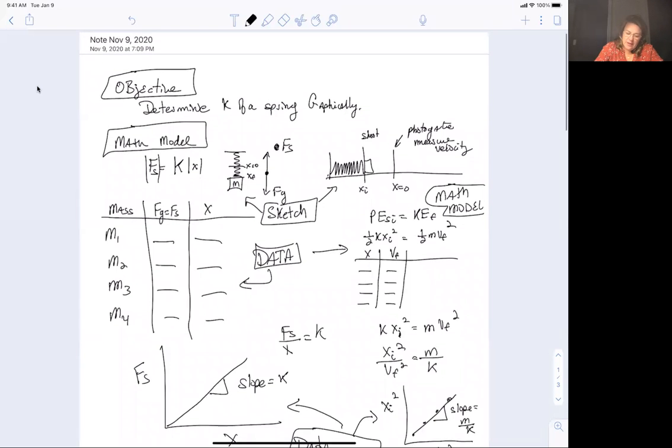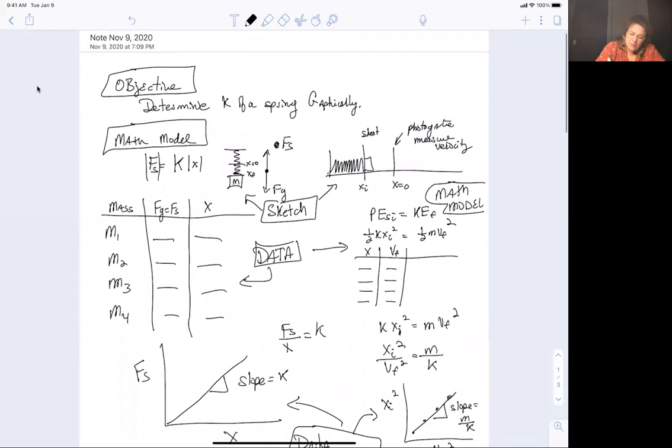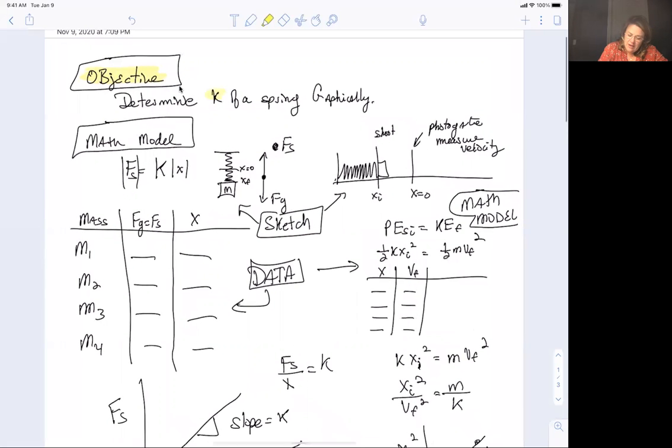All right, tomorrow in class, we are going to be starting a lab. And the first thing we're going to do is have a discussion. What is the objective? The objective is to determine the K constant of a spring. And I want students to think about how to design this lab if I said find it graphically. Well, the first step for any lab is to determine a math model.